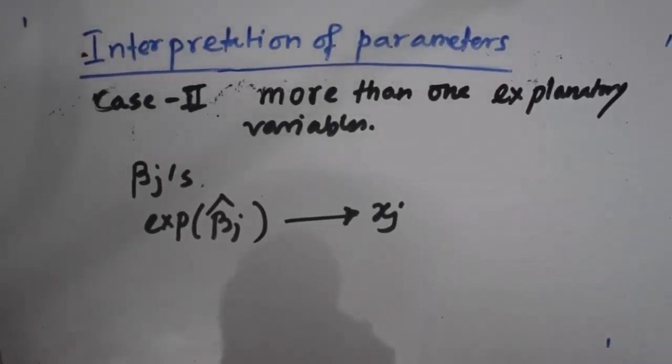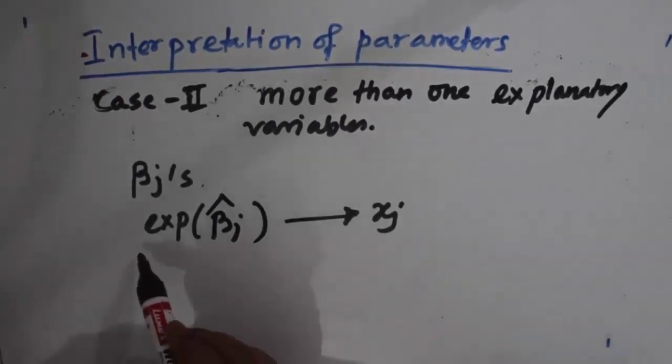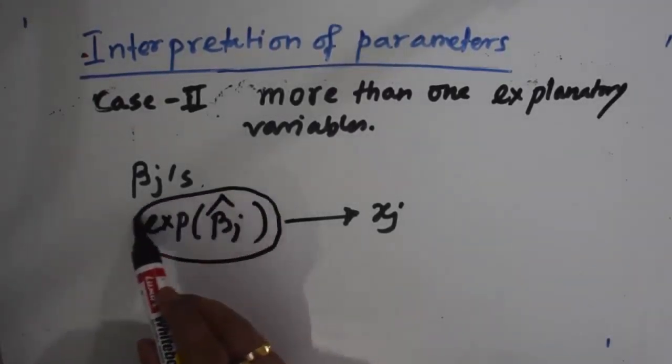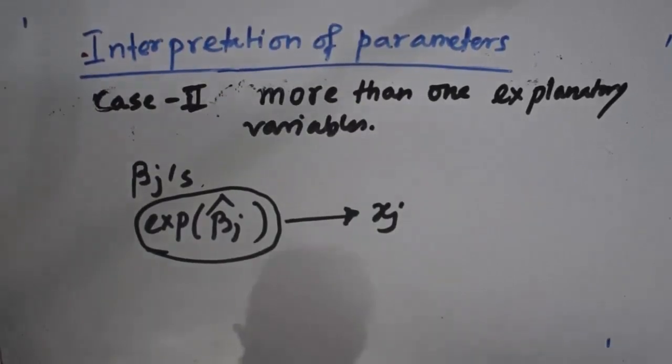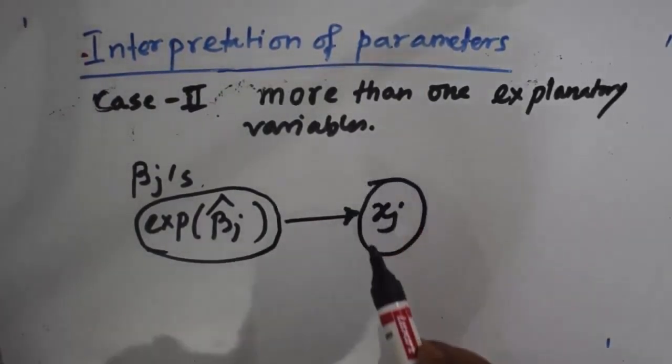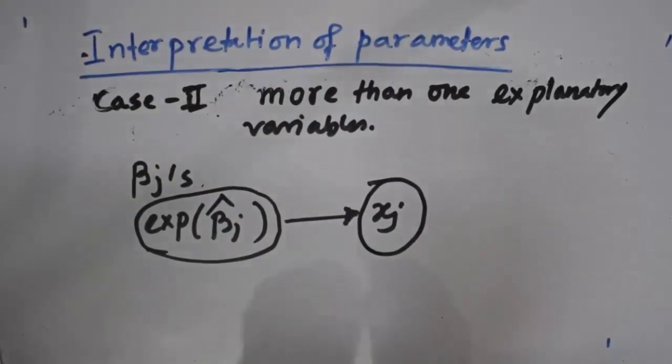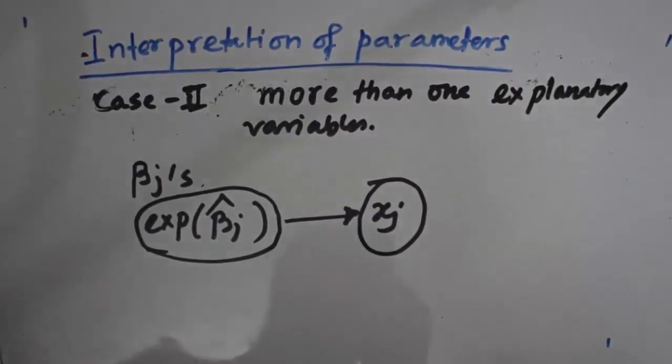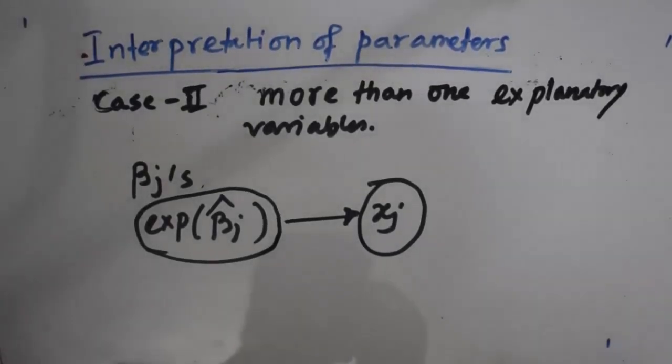So again I repeat this thing. The odds ratio is exp beta j hat associated with explanatory variable xj, keeping other explanatory variables constant. This is similar to the interpretation of beta j in multiple linear regression model.